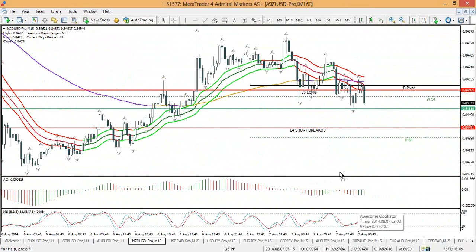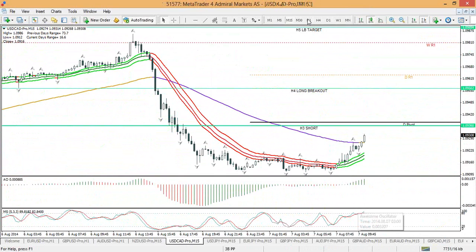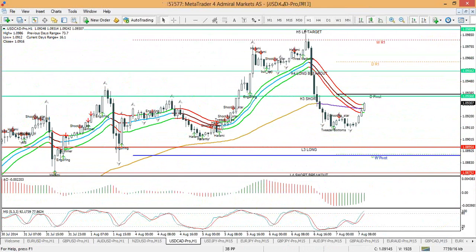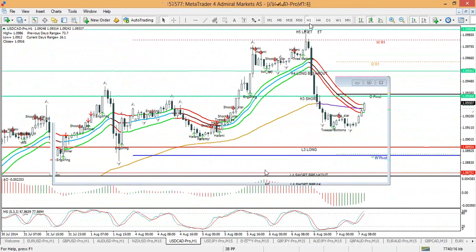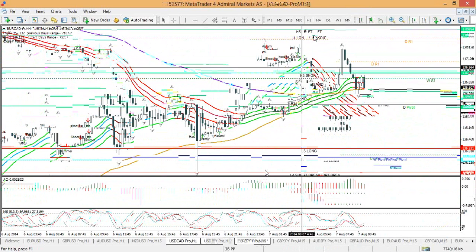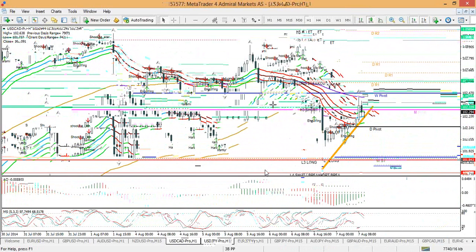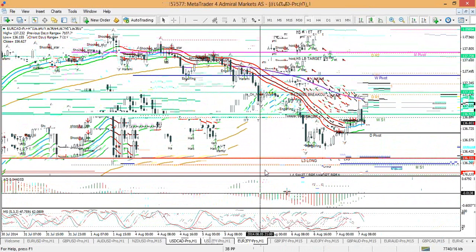Dollar CAD hourly. Not interesting. Dollar yen hourly. Not really interesting. No, sorry. Euro yen. Too much in the middle of these pivot points. Everything is just consolidating. Euro yen from hourly perspective, once again, the euro yen.